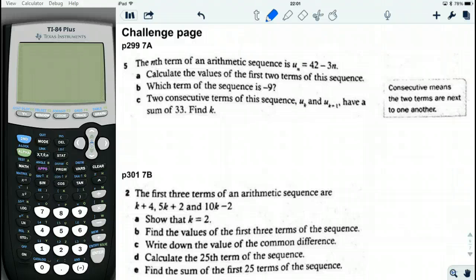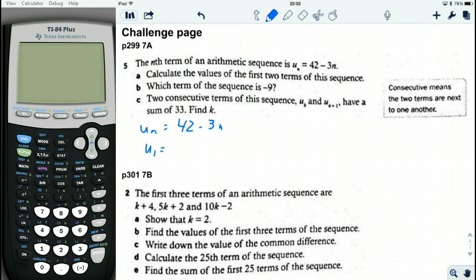The nth term of the arithmetic sequence is u_n equals 42 minus 3n. Calculate the values of the first two terms of this sequence. Now that's not too bad, is it? So you put u_n equals 42 minus 3n. You don't know u1 and you don't know d, but they gave you an expression which calculates u_n, so you don't really need to know u1 or d yet.